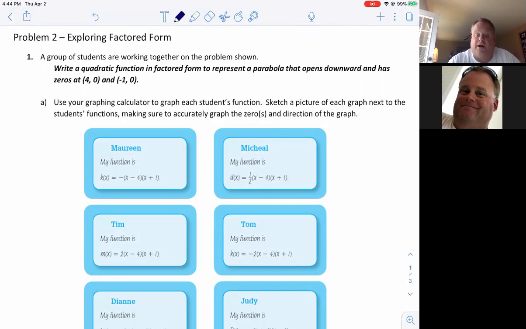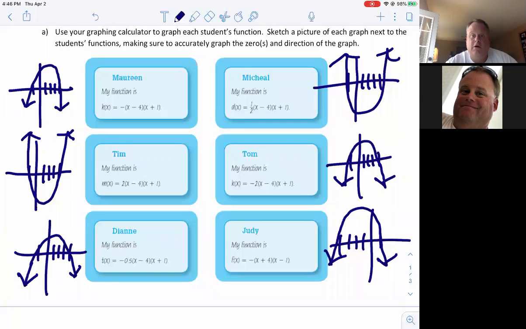Otherwise, I'm going to pause this and I'm going to work on this myself and then unpause it because you should be doing this. All right, so I'm pausing right now. Go to work. All right, welcome back. Yours should look a lot like mine.